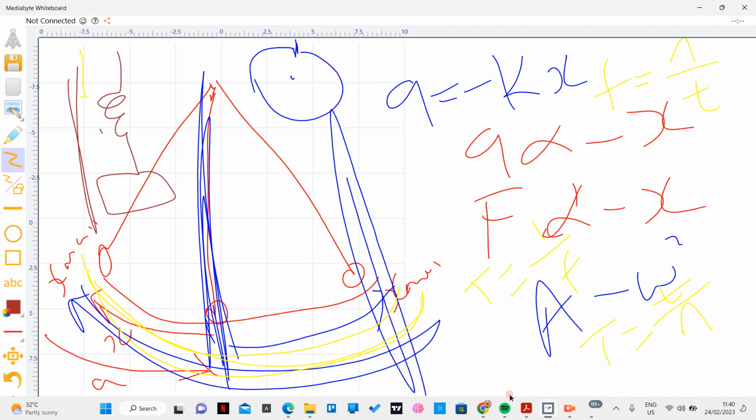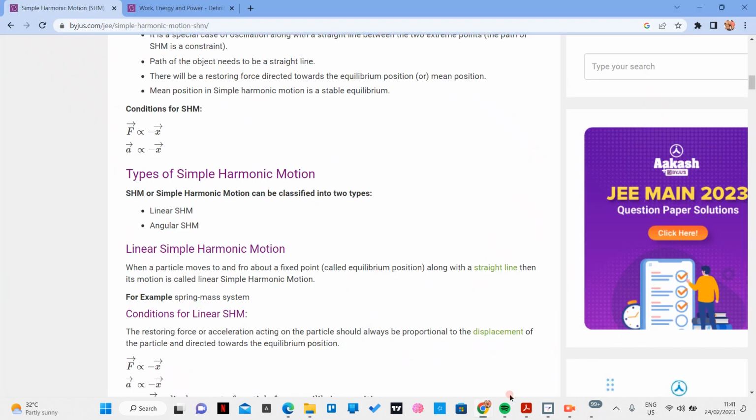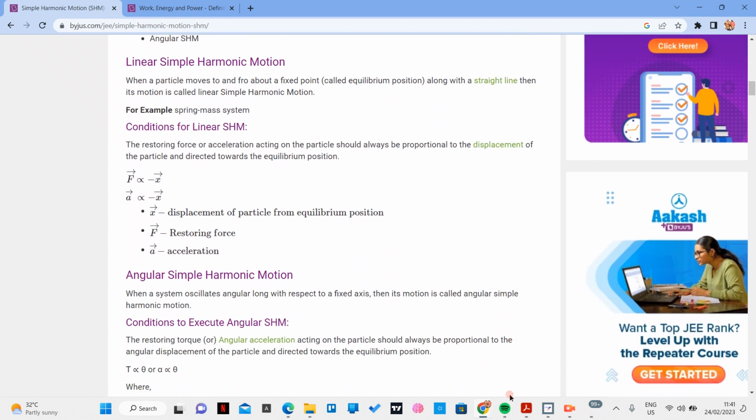Basically, if the path is in a straight line, up and down, then it is linear simple harmonic motion. But if it's curved, if it's angular like the simple pendulum, then it is what? Angular simple harmonic motion. So you have a lot of different cases of simple harmonic motion: the simple pendulum, the loaded spring, the displaced test tube. You have quite a number of them.